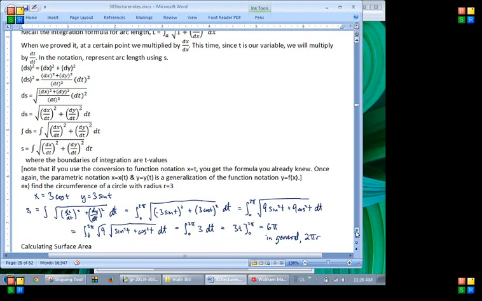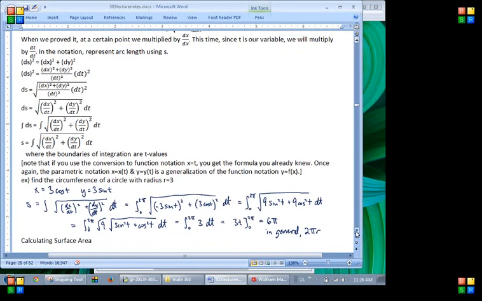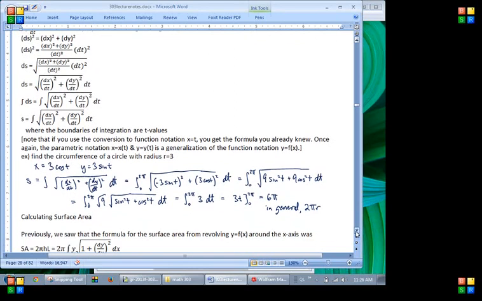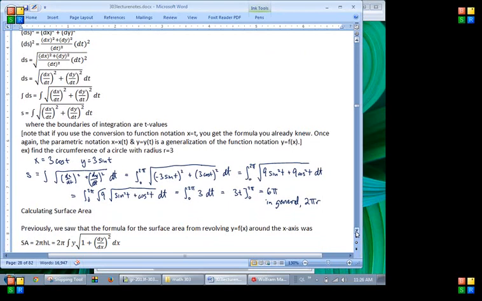Surface area. Surface area comes along nicely because previously, we saw the formula for surface area from revolving y equals f of x around the x-axis was this expression. So I like to write it in the shorthand that it's 2 pi h times L, where L is your length, and h is the height of the thing that you're revolving. I think sometimes I use r as the radius of the thing that you're revolving, either way. Okay. So that just becomes 2 pi times the integral of y, and then that whole thing, which is really just your expression for arc length. But now we know what to do with that.